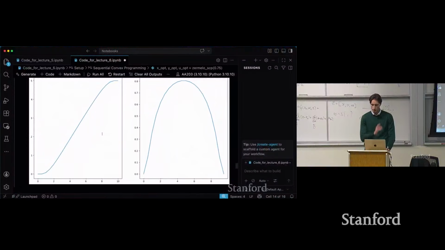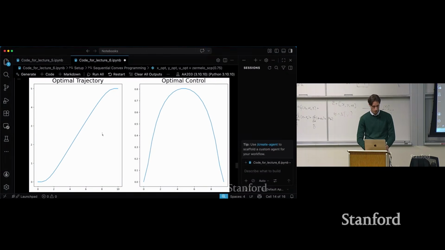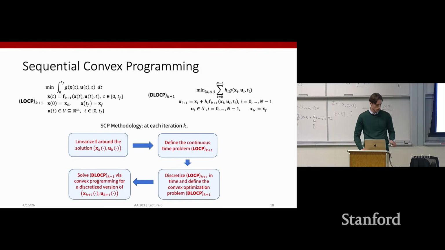And we see that this leads to the solution of the same problem. Okay, one thing, yes. At the start, didn't we come up with a nonlinear programming solution to it? I'm confused about when you want to use SCP instead of the original method.